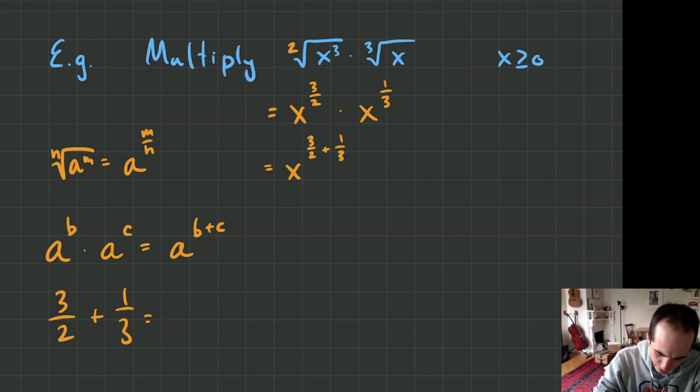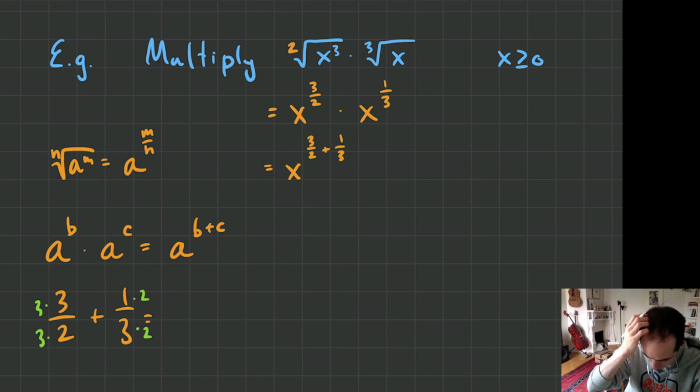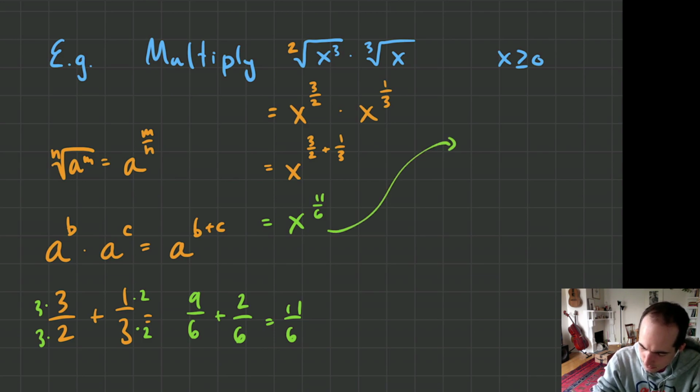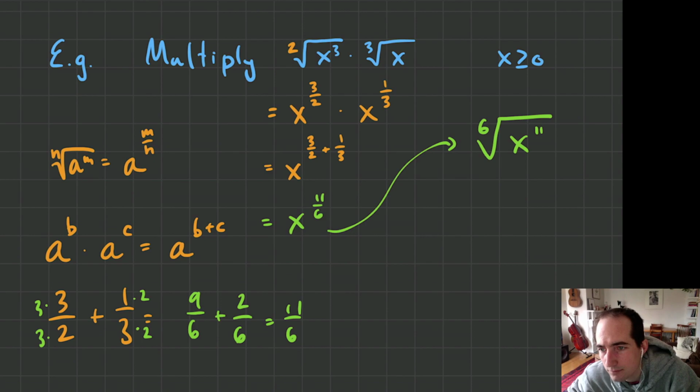Well, I have to change these denominators. I'm going to multiply this by 3 and this by 2 because the least common denominator is 6. So that gives me 9/6 plus 2/6. So that would give me 11/6. So this is going to be x to the 11 over 6. Or if we wanted to write that as a radical, we would say that this is the 6th root of x to the 11. And I think I may have made a mistake here.